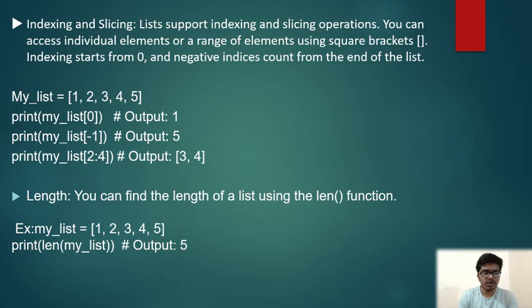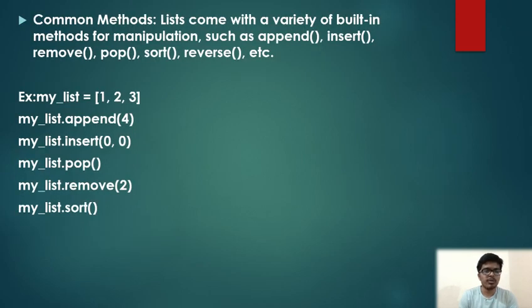Length. You can find the length of a list using the len function. Example, my_list equals 1, 2, 3, 4, 5. Print len(my_list). len represents the length. The output is 5.